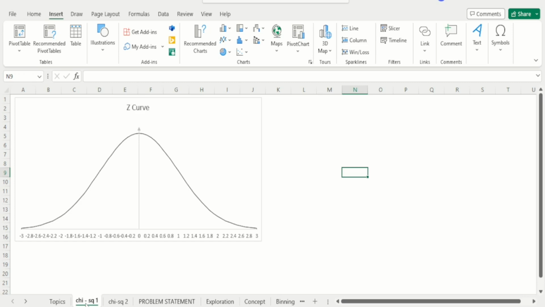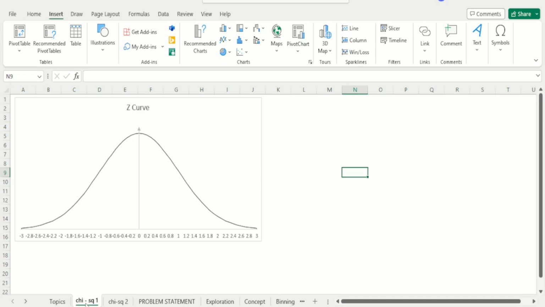Quick recap, what's a standard normal distribution? Any normal distribution which, when reduced in a manner such that the mean becomes 0, and the standard deviation of that data set becomes 1, is reduced to a standard normal distribution.